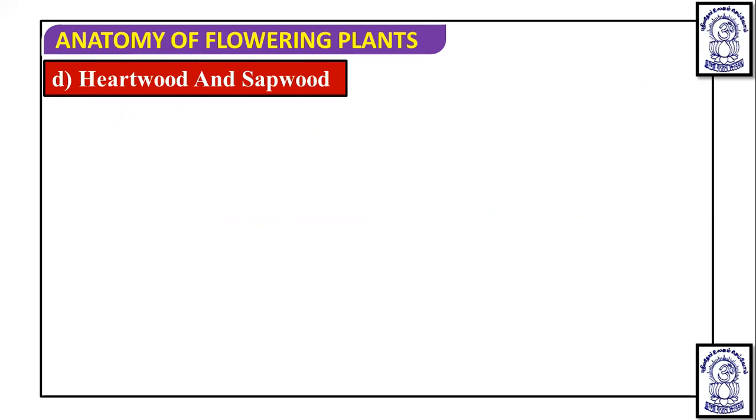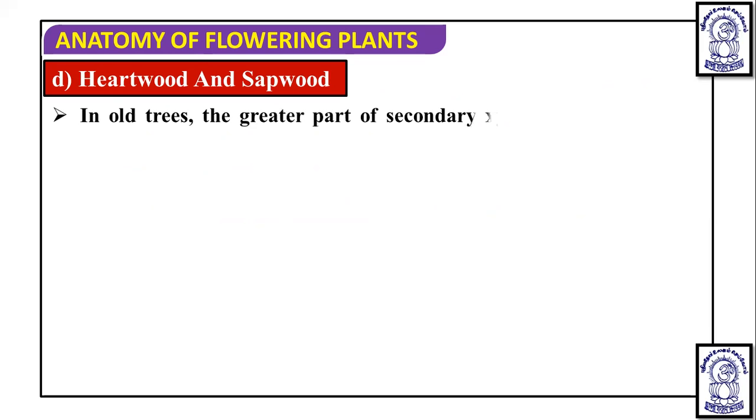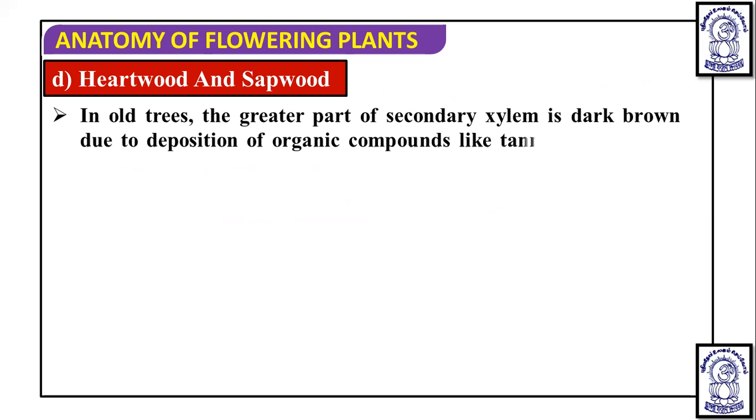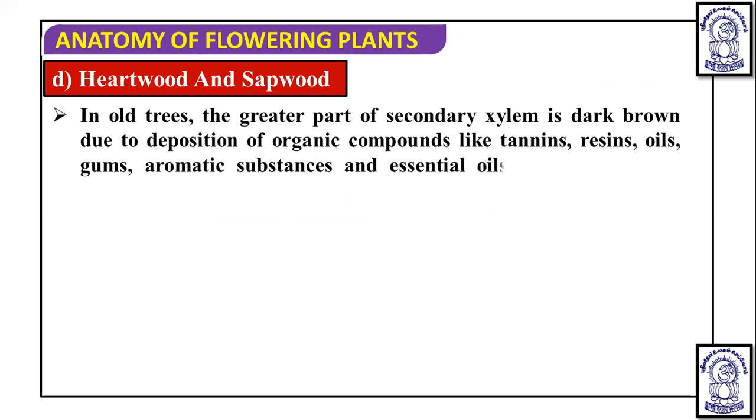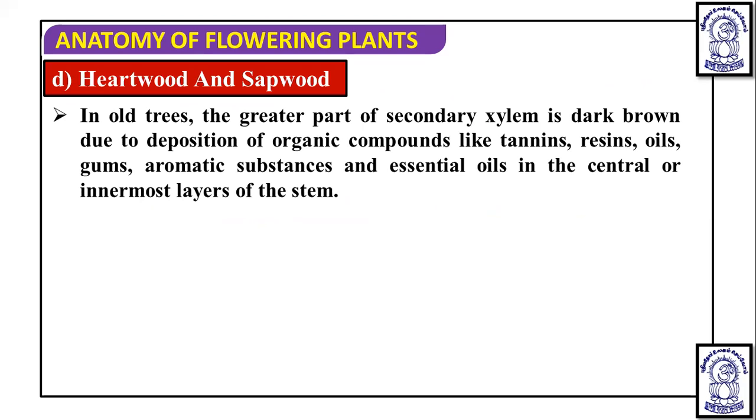Now after this we are going to discuss another type of wood, and they are heartwood and sapwood. So if we talk about this other type of wood, in old trees, dear students, if you see, the greater part of secondary xylem is dark brown. It is due to the deposition of some organic compounds like tannin, resin, oil, gum, some aromatic substances, and essential oils in the central or innermost layer of the stem. So you will see such deposition in the innermost layers of the stem.